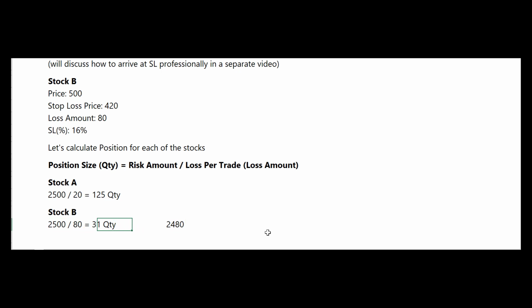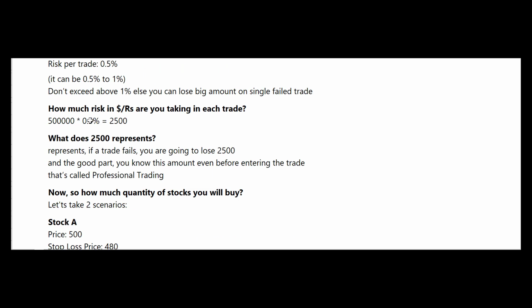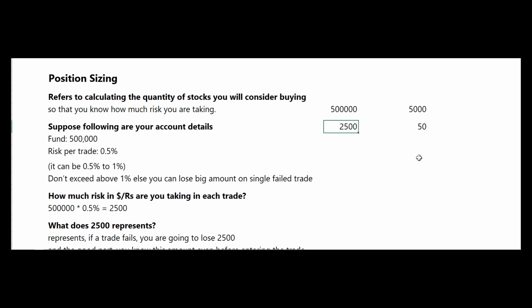If 2500 is a big amount for you, you have to change the 0.5% to 0.3%, right? If I change it in this example from 0.5 to 0.3%, now your loss amount will be 1500, and accordingly this divided by 20 gives 75 quantity. So you can decide on this percentage, and accordingly see if this amount is acceptable for you as a loss or not.